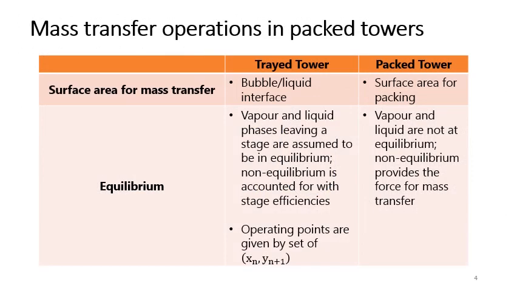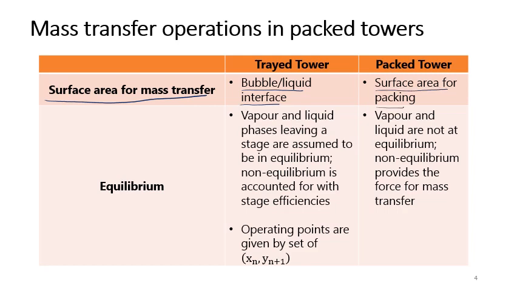Right, so let's have a look at some differences between the mass transfer operations in packed tower and tray tower. Okay, in terms of surface area for mass transfer, for tray tower, the surface area for mass transfer is provided by the bubble and liquid interface, but in packed tower it is provided by the surface area of the packing.